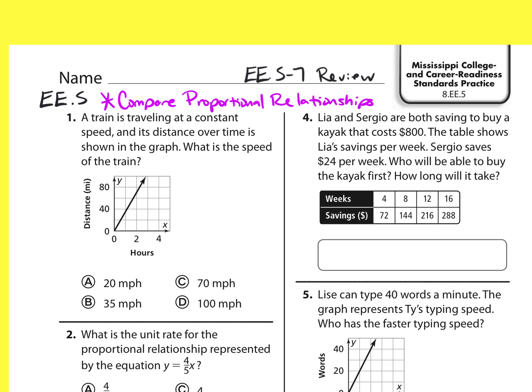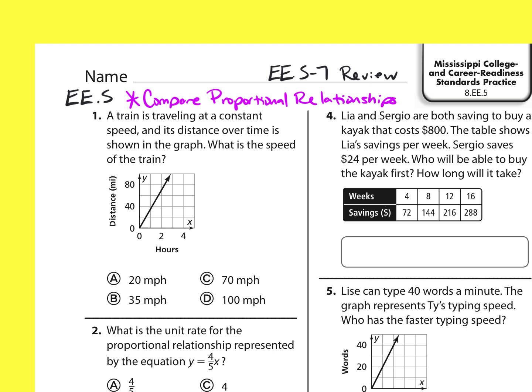Okay, this is the EE 5 through 7 review packet. We're going to start with EE 5, which is comparing proportional relationships. You can find these written in the form of y = mx because the y-intercept would be 0, so you don't have to write a plus 0 there.